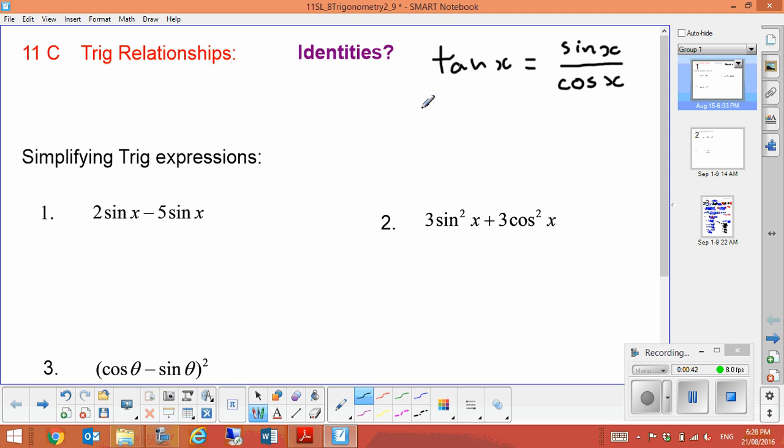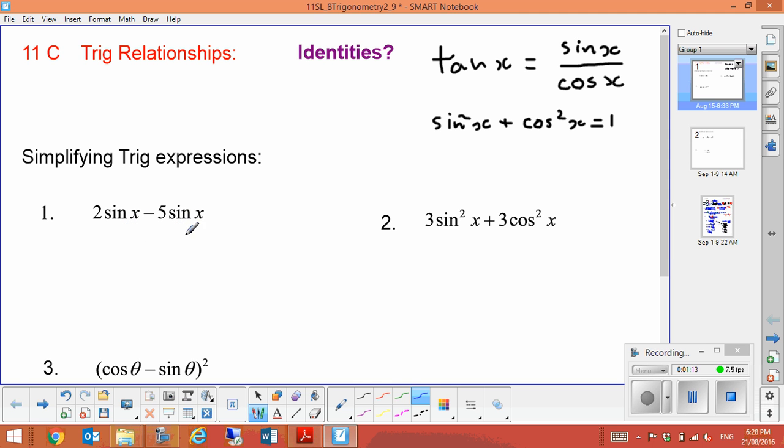And another one, if you think about it, can you remember? It was sine squared x, that's the same as sine x all squared, plus cos squared x equals 1. So there's two expressions or identities that we can use to simplify other expressions. So we want to look at different ways of simplifying expressions.